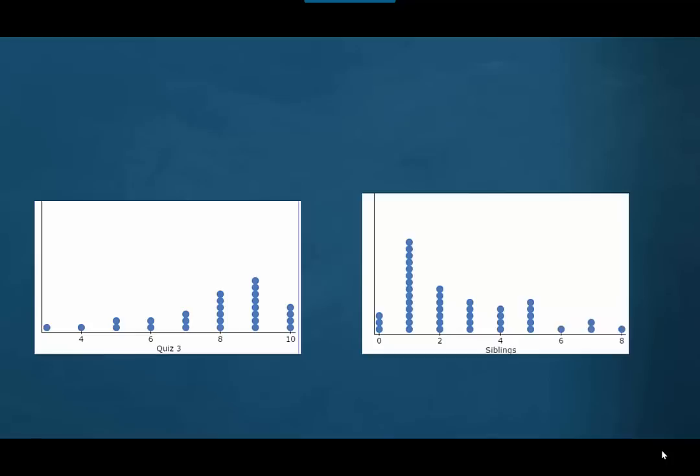I gave a survey to a statistics class where one of the questions asked how many siblings they had. So this graph shows a long right tail, and this is an example of a right-skewed graph.